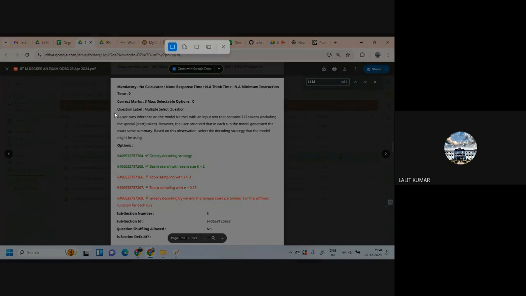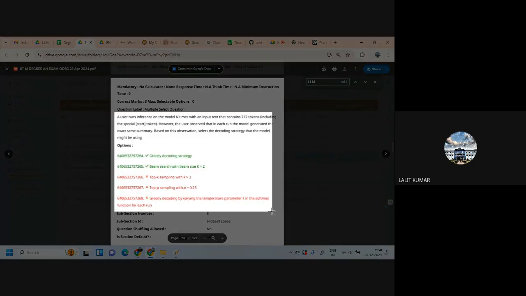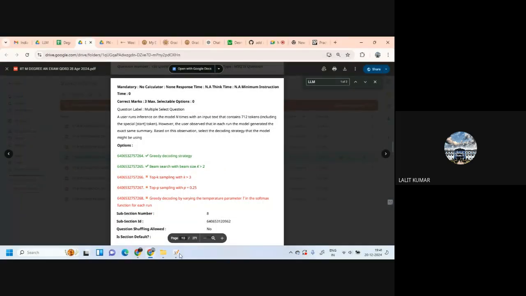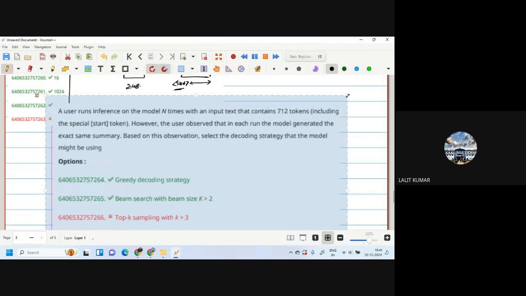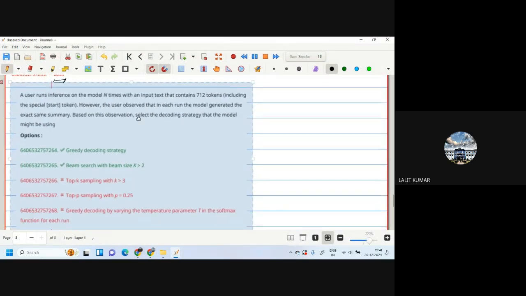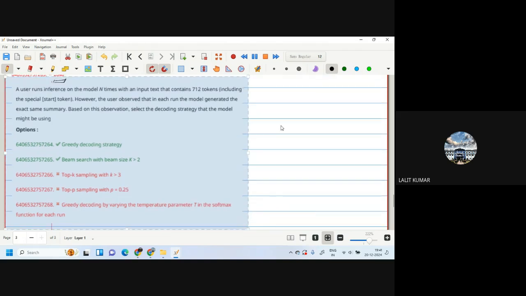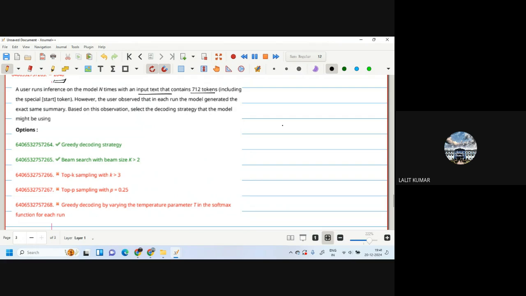Now this is another question. A user runs inference on a model n times with an input text that contains 712 tokens, including the special start token. However, the user observed that in each run, the model is generating the exact same summary. Based on this observation, select the decoding strategy.